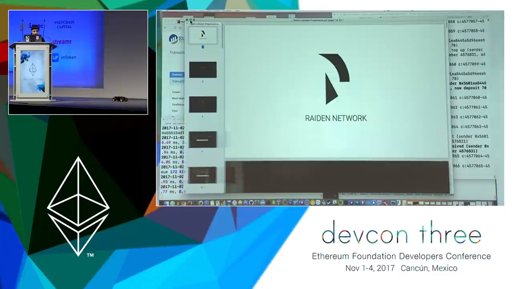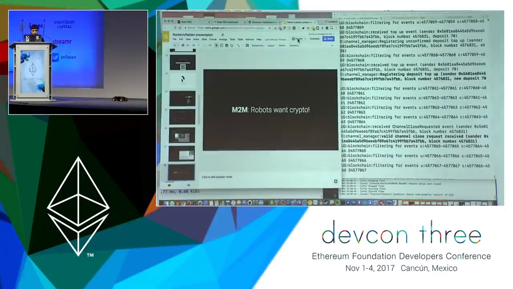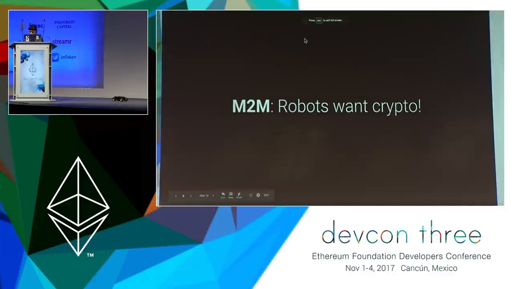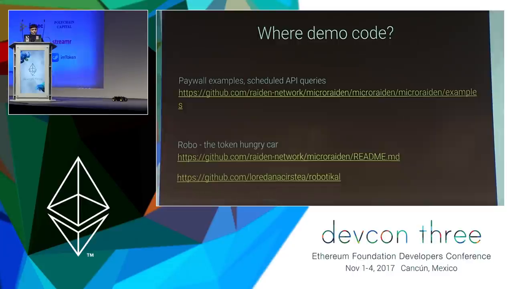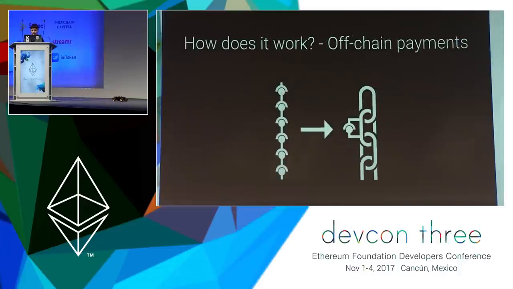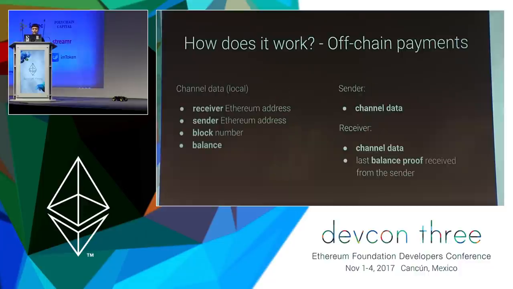Okay, going back to the presentation. The code for the examples is in the mRaiden repositories, under mRaiden examples. And for the robot, the token hungry car, we will link it in the README, but for now, the JSON for setting up the Node-RED dashboard is in one of my personal repositories. So to recap a bit, you can open a channel on-chain, you can deposit tokens on-chain, you can close a channel on-chain, but the essence of mRaiden are the micropayments that are done off-chain, fast and free, between opening and closing a channel.